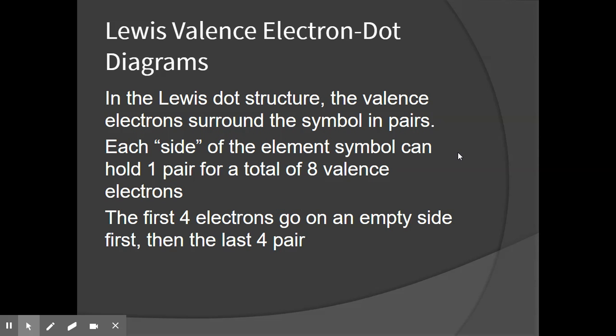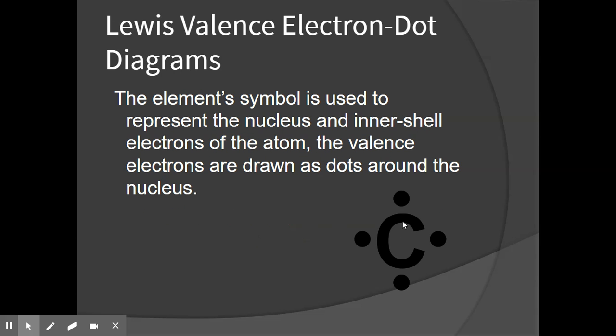When we draw these symbols, the rule is that the valence electrons are going to surround the symbol in pairs, and each side can hold 1 pair for a total of 8 valence electrons, so octet rule. The first 4 electrons go on an empty side of the symbol, and then the last 4 will pair up. That also goes with Hund's rule, where you have to fill 1 electron into each orbital of equal energy before anyone has 2. So backing up 1, this is why when we draw the electron dot symbol for carbon, carbon has 4 valence, we have 1 dot on each side instead of 2 and 2.